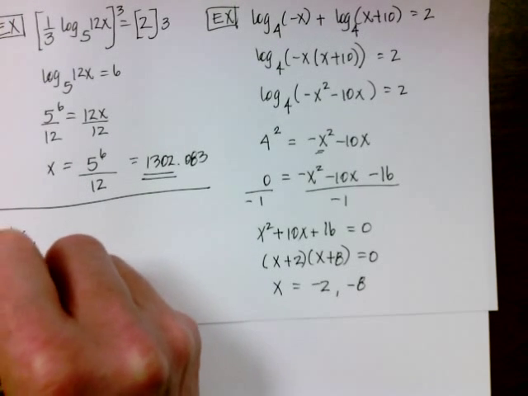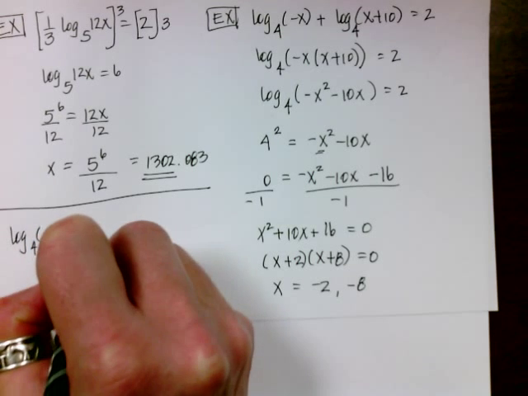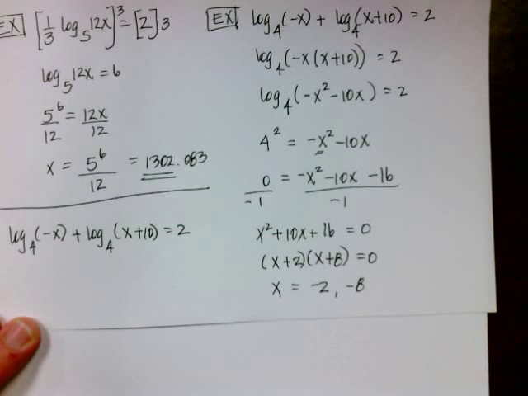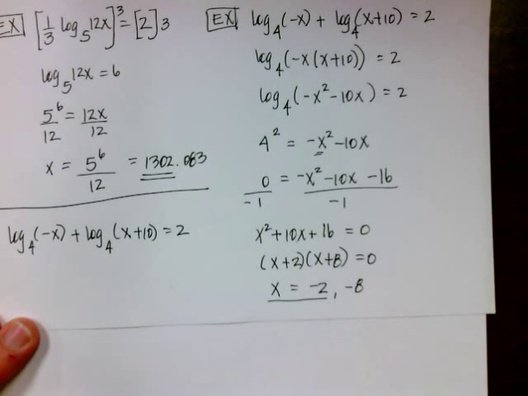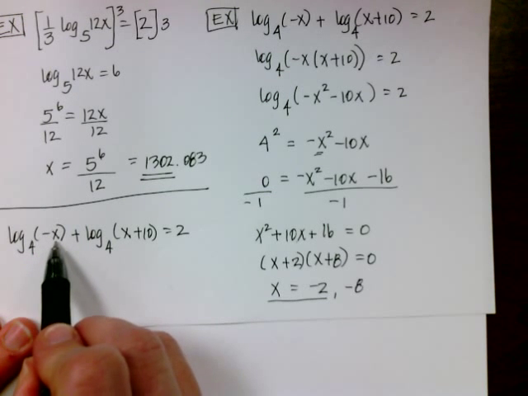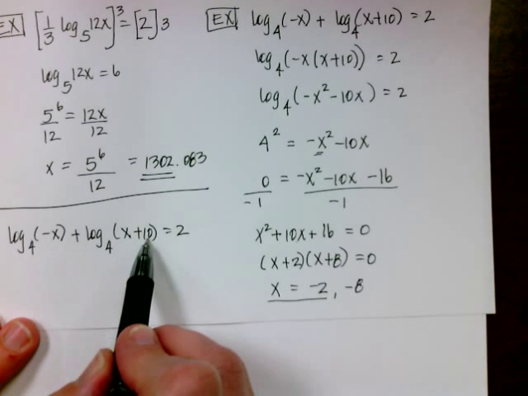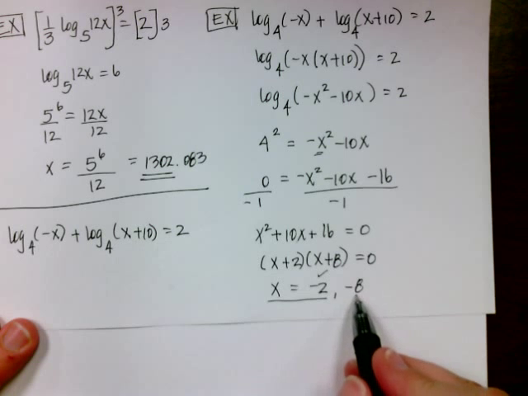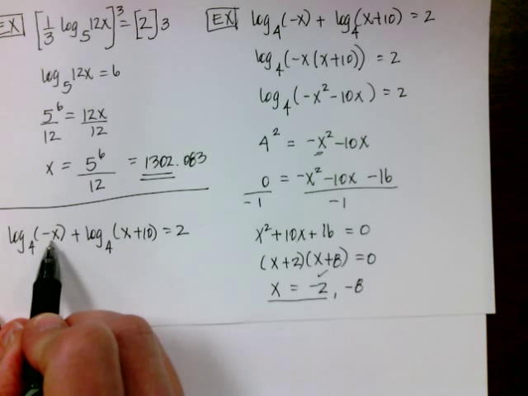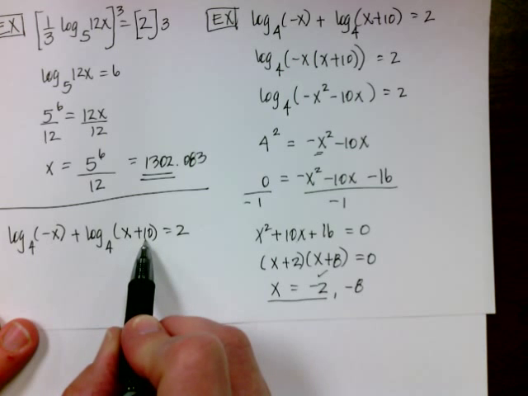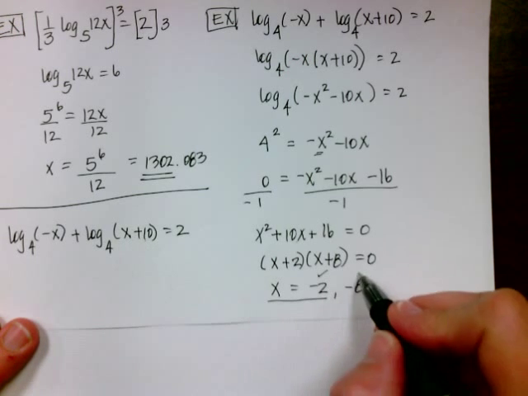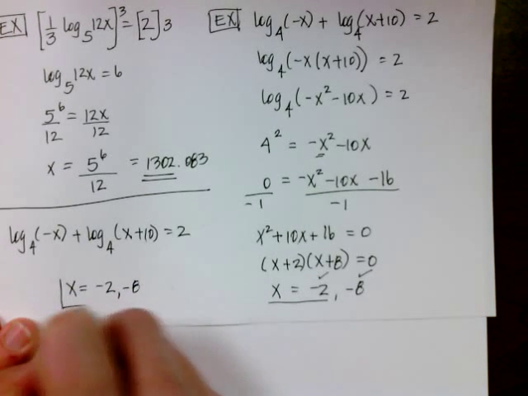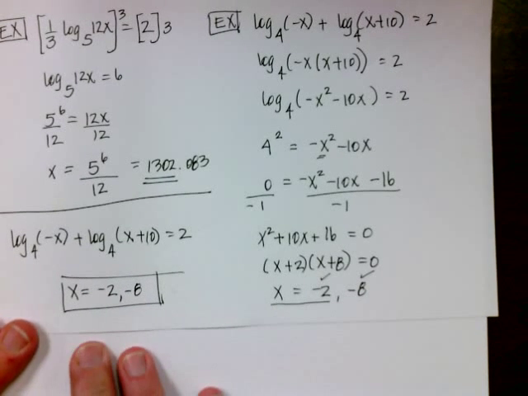Remember, my original equation was a negative x plus the log base 4 of x plus 10 is equal to 2. If I substitute the negative 2 in, a negative negative would be a positive, and negative 2 plus 10 is going to be a positive number. So this one actually works, so I'll put a check mark above it. If I use my negative 8, a negative negative is a positive, and negative 8 plus 10 is a positive 2, so that one works. So even though they're both negative, based on the original equation, they both still work. Alrighty.